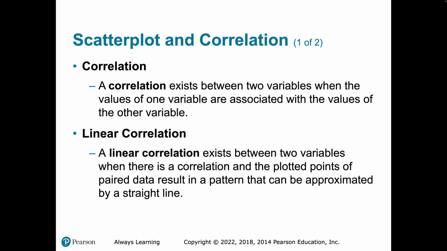A correlation exists between two variables when there's a relationship or when the two variables are associated. Again, tunnel vision on what kind of variables? Two quantitative variables. Now, a linear correlation is a specific type of correlation where the relationship or the association between two variables is best explained by a linear model.